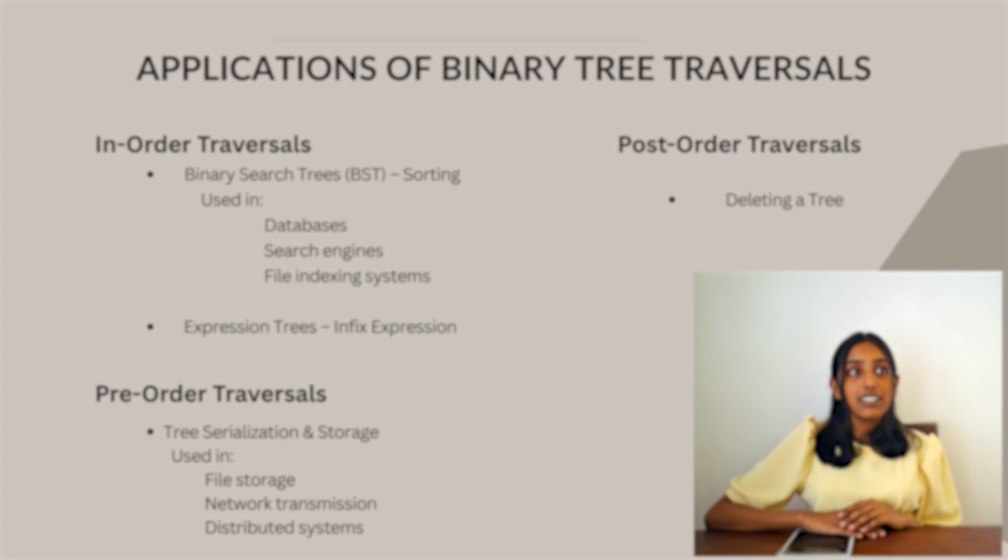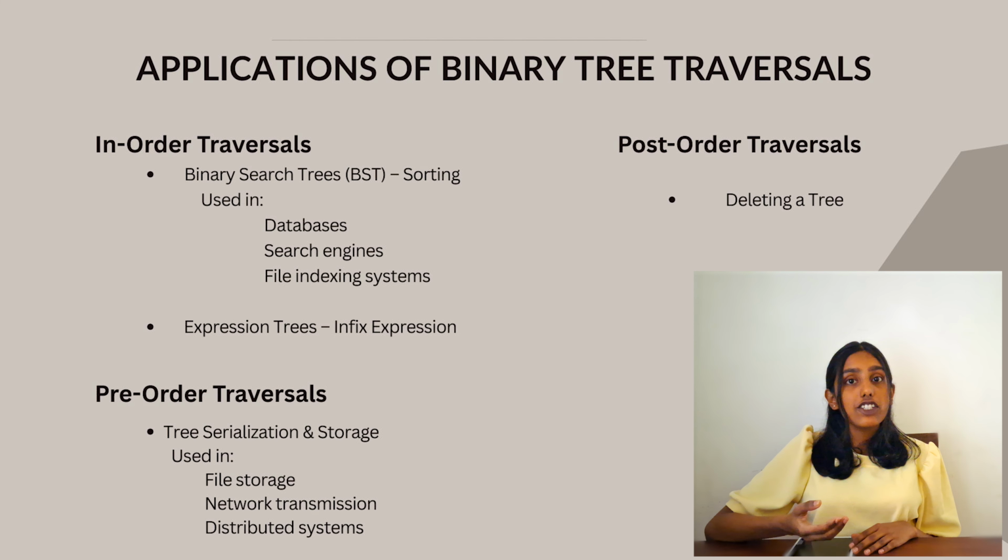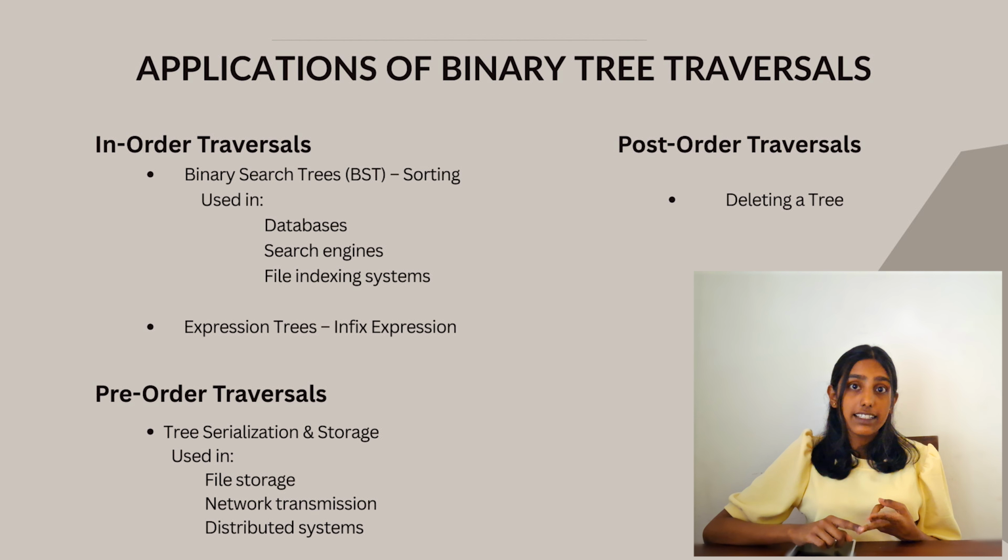So now let's take a look at a few applications of these three traversal types. The Inorder Traversal is used in binary search trees for sorting. In a binary search tree, the left child is smaller than the root and the right child is larger than the root. So the Inorder Traversal can be applied to get the values in ascending order. This can be seen in search engines, file indexing systems, and also in databases.